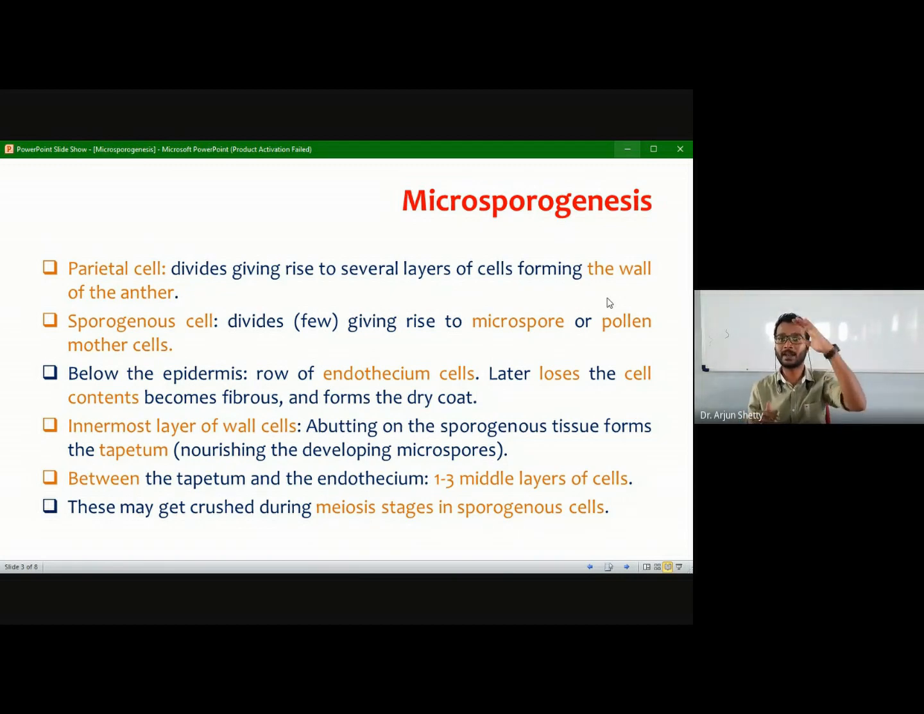Epidermis is already there in the immature anther. As and when there is an expansion in the size of the anther, we are going to see these epidermal cells divide again, and they are going to fill up the area as there is an increase in the size of the anther.